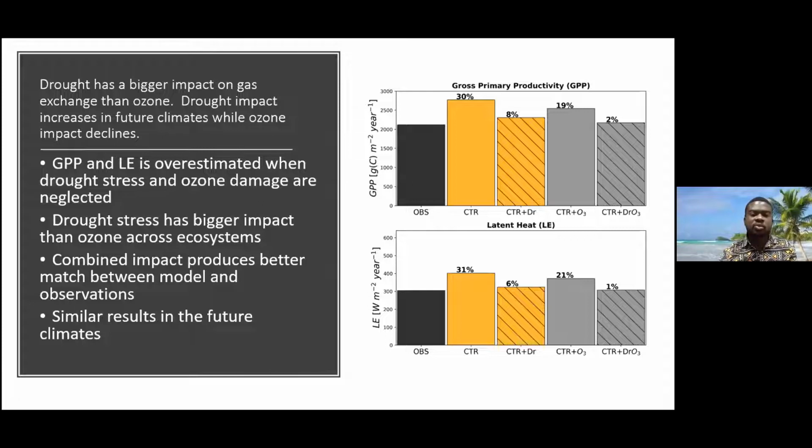Again, going back to why models are important, the models are the main tool used to estimate what would happen in future climates. If we plant so much forest, what would happen? How much carbon is it going to take? All of that is done with the models, and so it's important that these processes are factored into it.